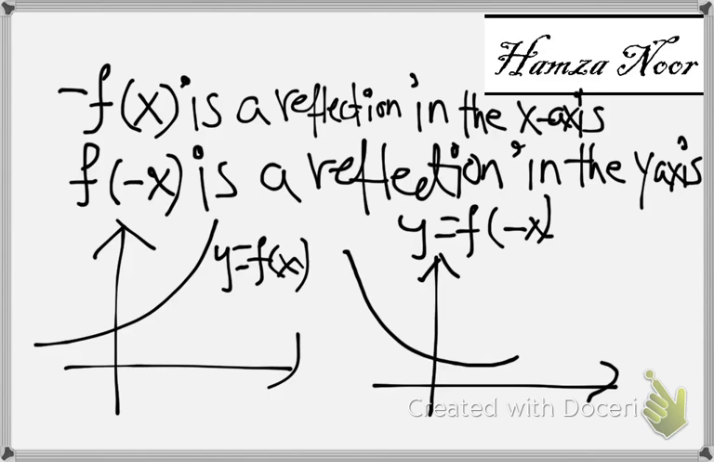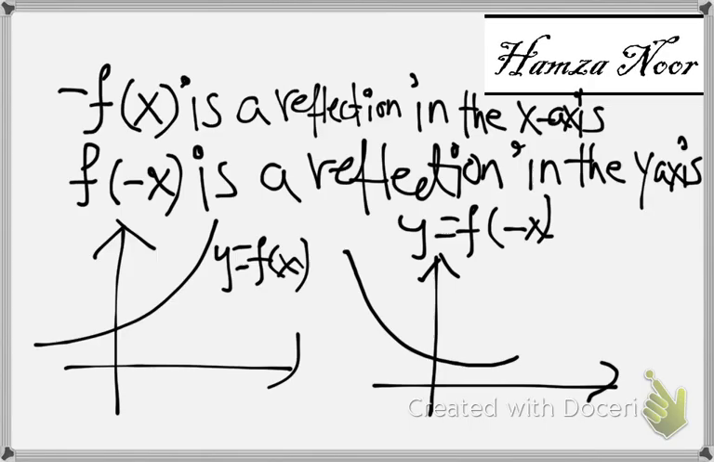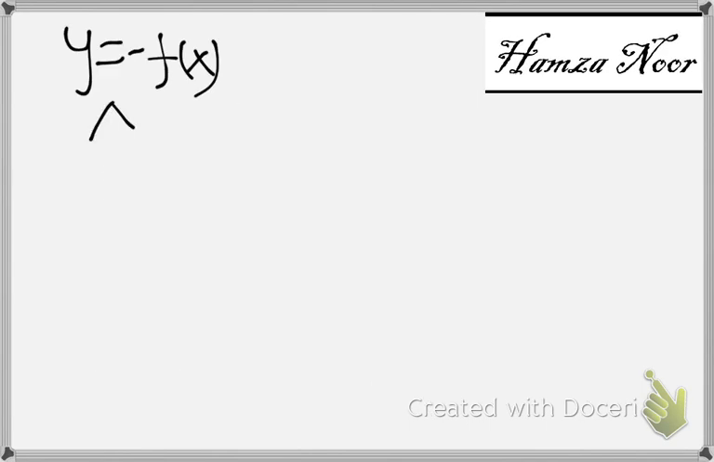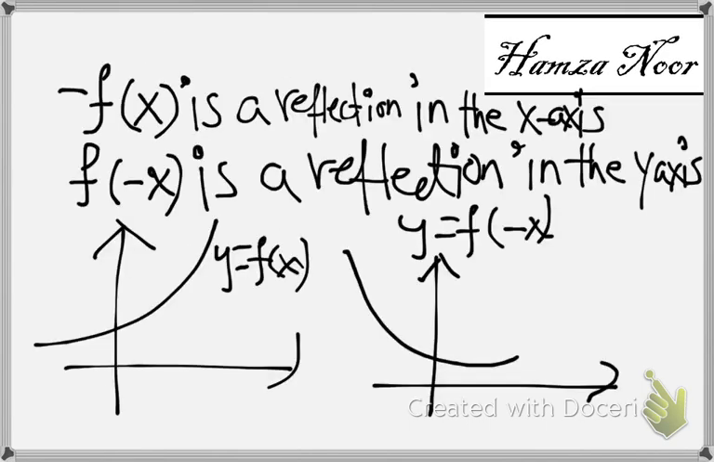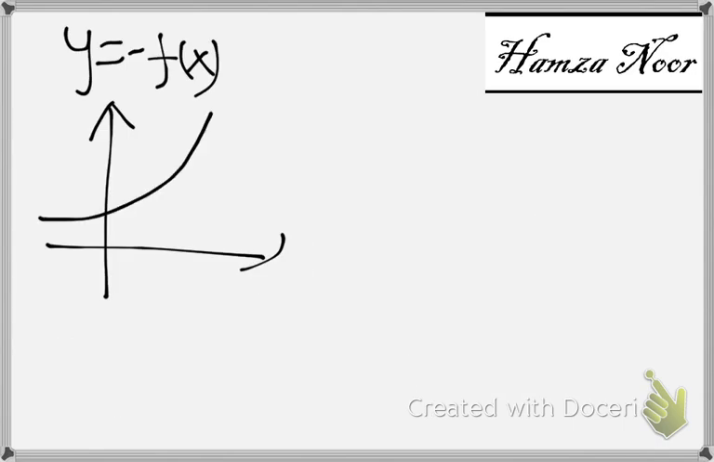And the second, if you are asked to make a sketch of y is equal to minus f(x), so minus f(x) is a reflection in the x-axis if you are given the original function like this. So minus f(x) will be like this. It is basically the reflection in the x-axis, so it will go like this. Okay.